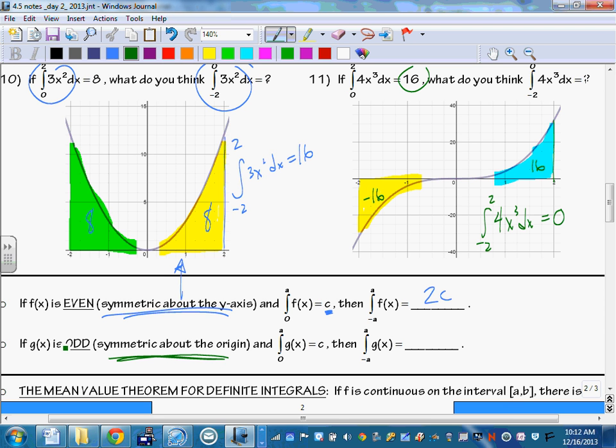So if we have an odd function and the definite integral from 0 to a of that odd function is c, then the definite integral from negative a to a of that function is going to be 0 because they're going to cancel out. One's going to be a positive area, one's going to be a negative area. All right, so we'll look at some problems with even and odd functions a little bit later.